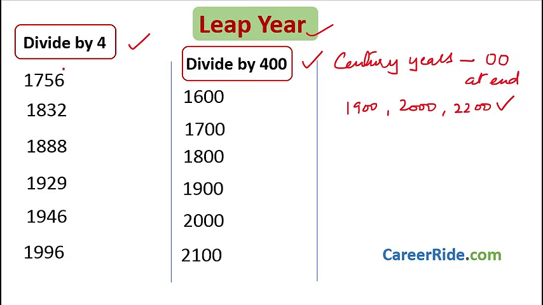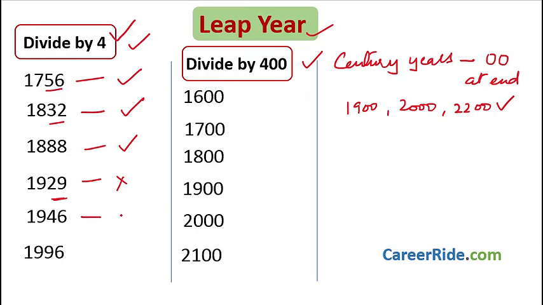So for general years, you just divide the last 2 digits of the year by 4, right? Divide them by 4. And if they are completely divisible by 4, the year becomes a leap year. So let's see some examples here. 1756. Here 56 is completely divisible by 4. So it is a leap year. 1832. 8 4s are 32, right? It is a leap year. 1888. Yes, 88 is completely divisible. So it is a leap year. 1929. Is 29 completely divisible by 4? No, 4 7s are 28. We are left with one remainder. So it is not a leap year.